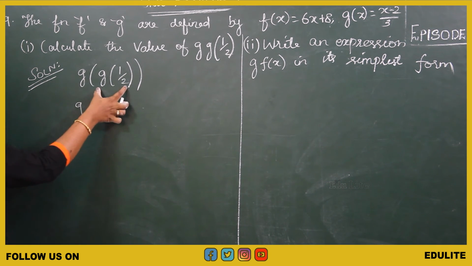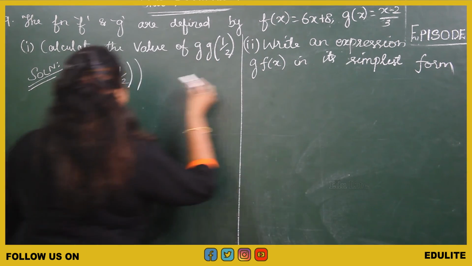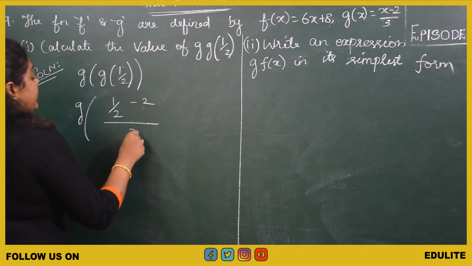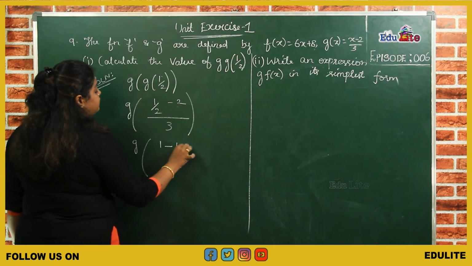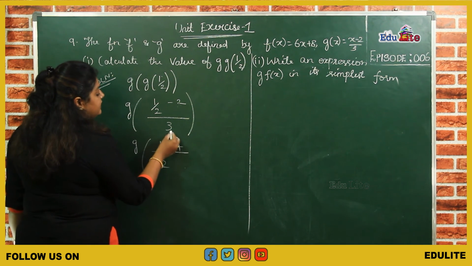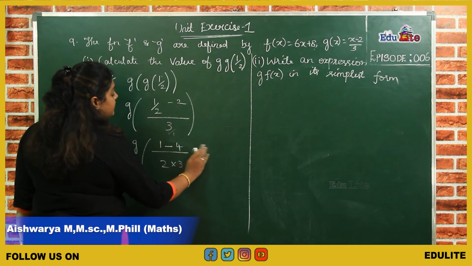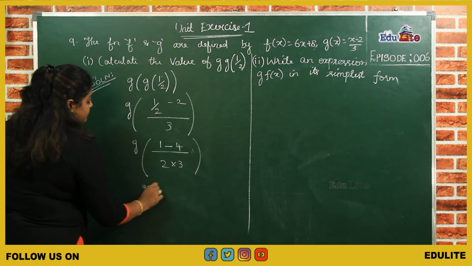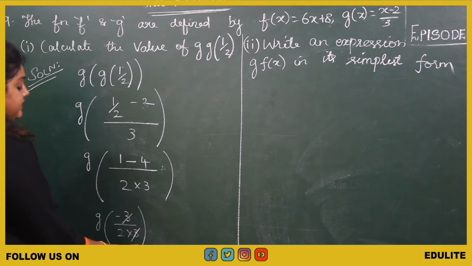So first we have to use g of x function, whereas it is x minus 2 by 3. In place of x we have to substitute 1 by 2. Okay, so it will become 1 by 2 minus 2 divided by 3. So g of 1 by 2, that is 1 minus 2 twos are 4 by 2. If I reciprocate this, it will become 1 by 3, I am writing 3 over here. Okay. So 1 minus 4 is minus 3 by 2 into 3. Minus 3 and 3 will get cancelled.